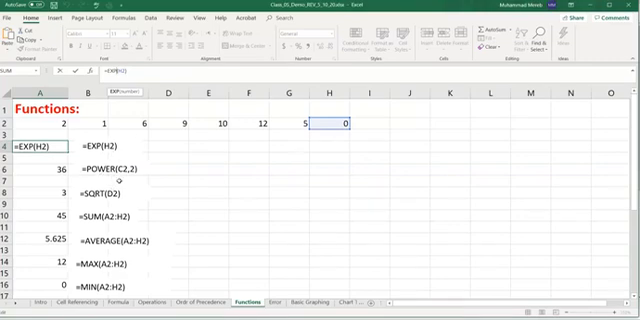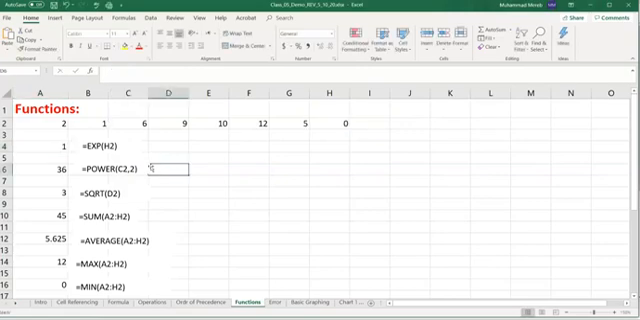The power function is the same thing as what we did with Shift and 6 with the caret there. So you put the number, and this is the first argument. We call this an argument. The first argument is the number, like power of C2. If you look at C2, it is 6, and 6 to the power of 2 is 36. So that's power of C2 and the power to 2. This is the function to find the square root, and this is for D2. If you look at D2, this is 9. So the square root of 9 is 3. So that's mainly what you have there.